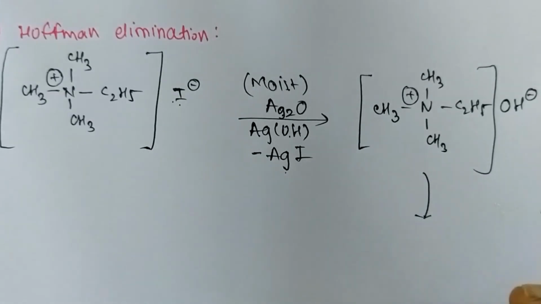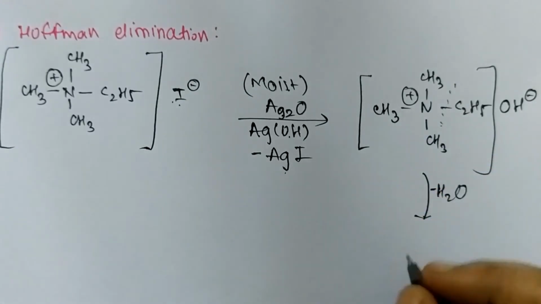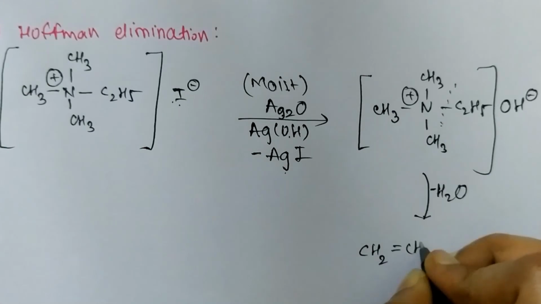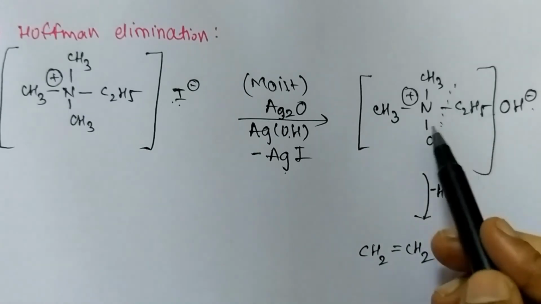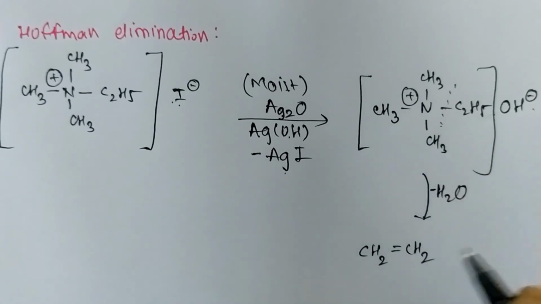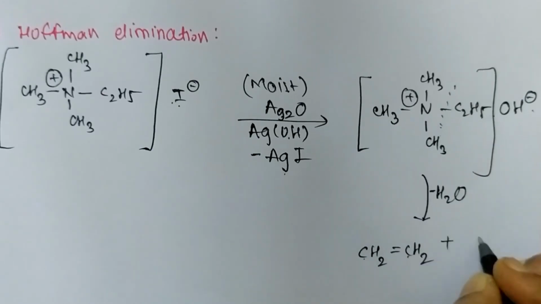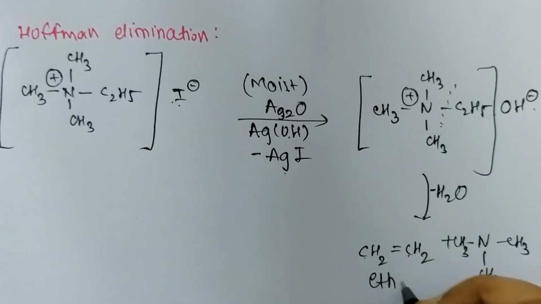Now when this particular compound is allowed to react, it is going to undergo dehydration, and therefore this particular bond is going to break, and we are going to get ethene, because OH and one H is going to be lost from the C2H5, and this bond is going to be broken. Therefore we are going to get ethene, that is C2H4, plus N(CH3)3, that is the byproduct. So therefore we are going to get ethene.